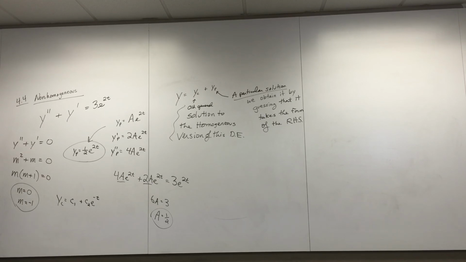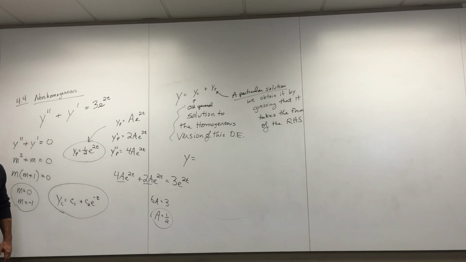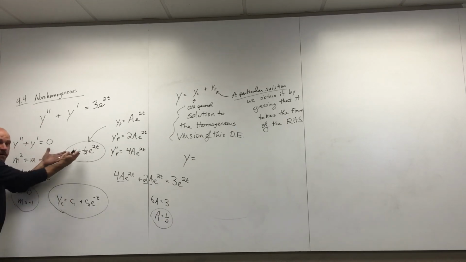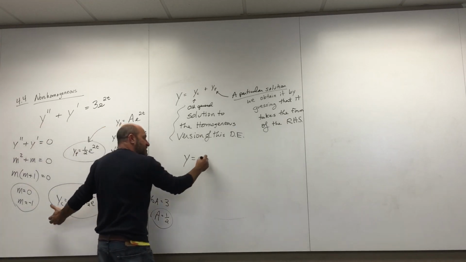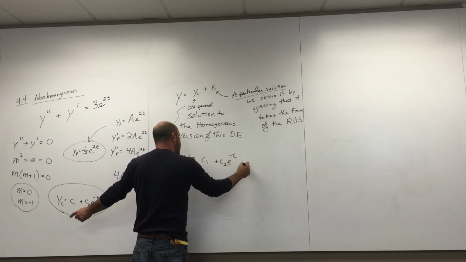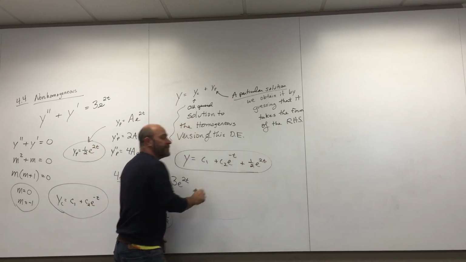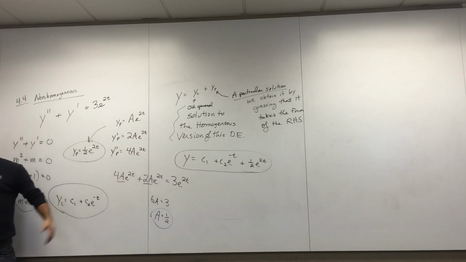I probably should try another example. I've got 7 minutes. But hold on. At the end, you're supposed to find YC and YP, and you should write your answer. Your answer is y, which equals YC plus YP. Right. So it has this general part, and then it has this specific, particular piece. Yeah, there it is. There's the general solution.